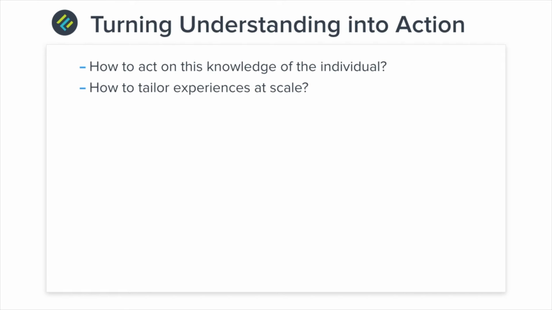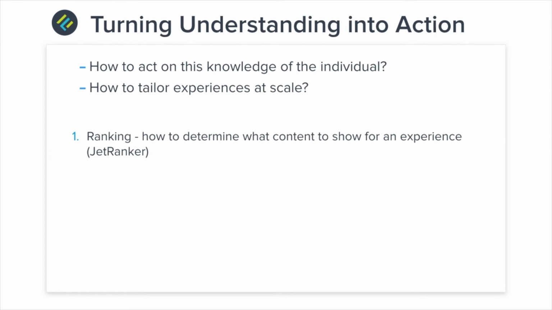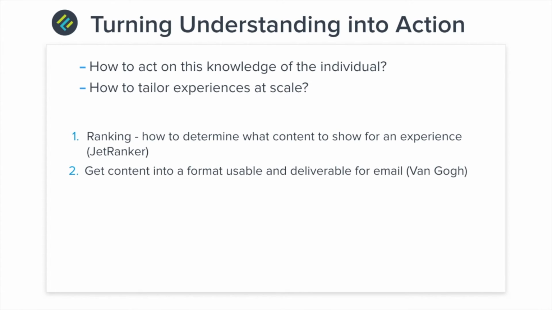So there's really two core problems that you need to solve in order to take this understanding and turn it into action, and action being delivering individualized experiences into each email for a customer. The first one is a ranking problem. So when they open an email, how do you determine which content gets selected for that experience? The second thing is, how do you take the content that has been selected and then deliver it into the email?